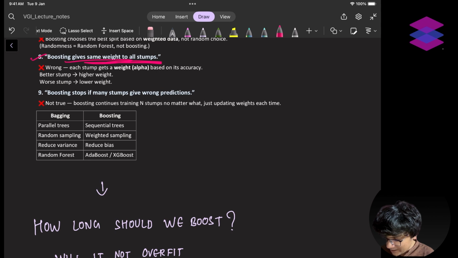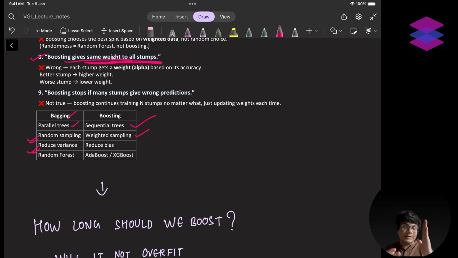Yeah, this part, like parallel trees. So in bagging there is a difference, right? In bagging, you're actually using parallel trees. In boosting, you're using sequential trees. In bagging, there is random sampling. In boosting, there is weighted sampling. In bagging, you basically reduce the variance. Understand what variance is?